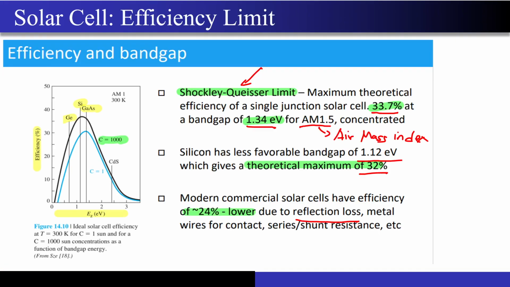Correct? Because of the reflection loss, also you have to take the metal contacts. Now if you take the metal contacts, there is going to be a series resistance. The power will be dissipated across this resistance, so you will not be able to deliver the complete power to the load as well. Correct? So these will degrade the efficiency, and in practical cases you will see that the efficiency of the solar cell will not be more than 18 to 20% for silicon.